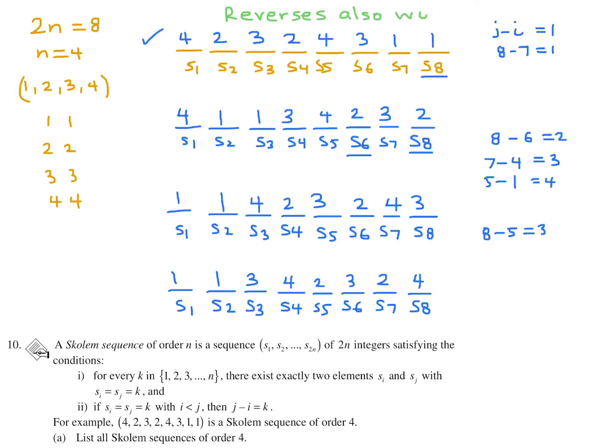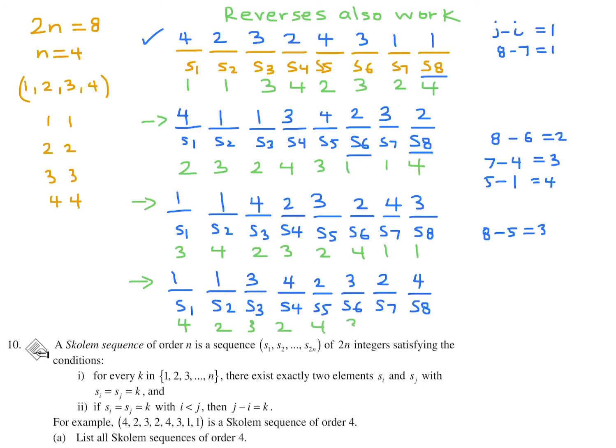So basically that means that whatever order it's in, if I put it in the reverse order, like for example the first one, 1, 1, 3, 4, 2, 3, 2, 4, that will also work as a Skolem sequence. Okay? So this would be 2, 3, 2, 4, 3, 1, 1, 4. This one, if I reverse it, if I reverse this guy, it'll be 3, 4, 2, 3, 2, 4, 1, 1. And finally, if I reverse him or her, 4, 2, 3, 2, 4, 3, 1, 1.